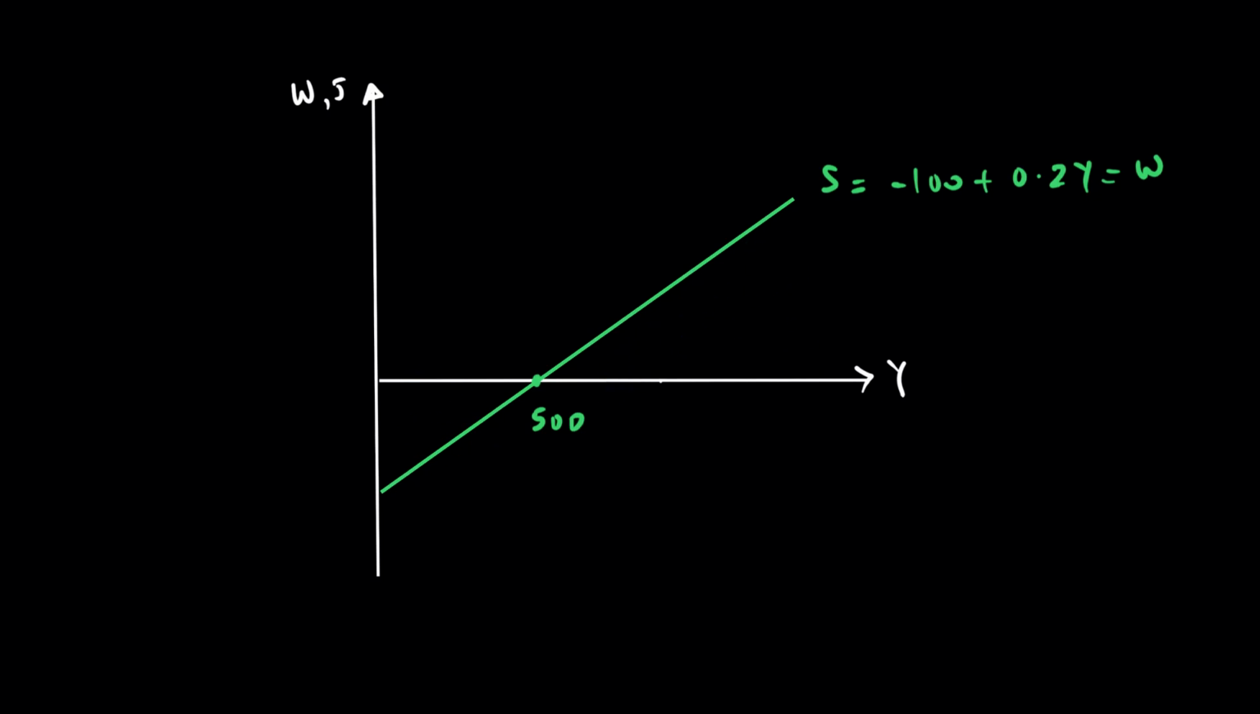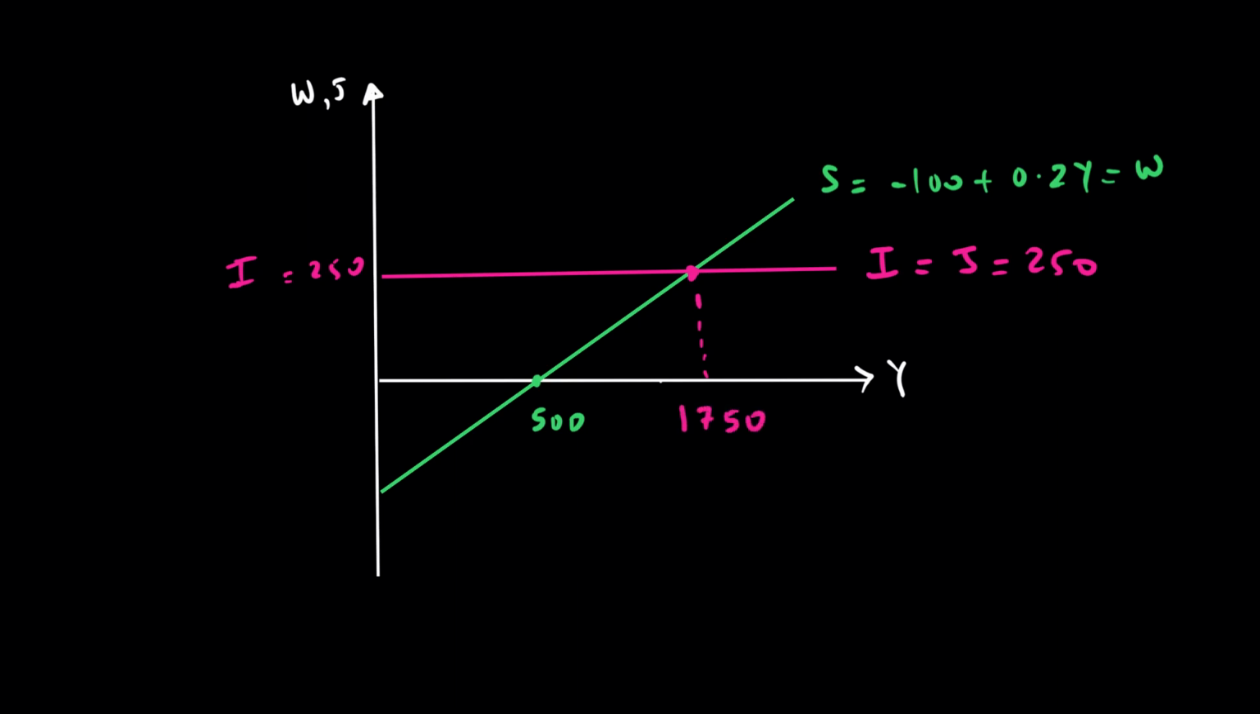Now I'm going to build upon this my investment function, which is equal to 250. When I draw my investment function of 250, we will find that this point, I equal to 250, meets my saving function. So my I is my only injection. Let me write this: I is equal to J, which is equal to 250. So the point where saving meets investment, or injection meets withdrawal, we'll find is also equal to 1750. How? Let's see this.